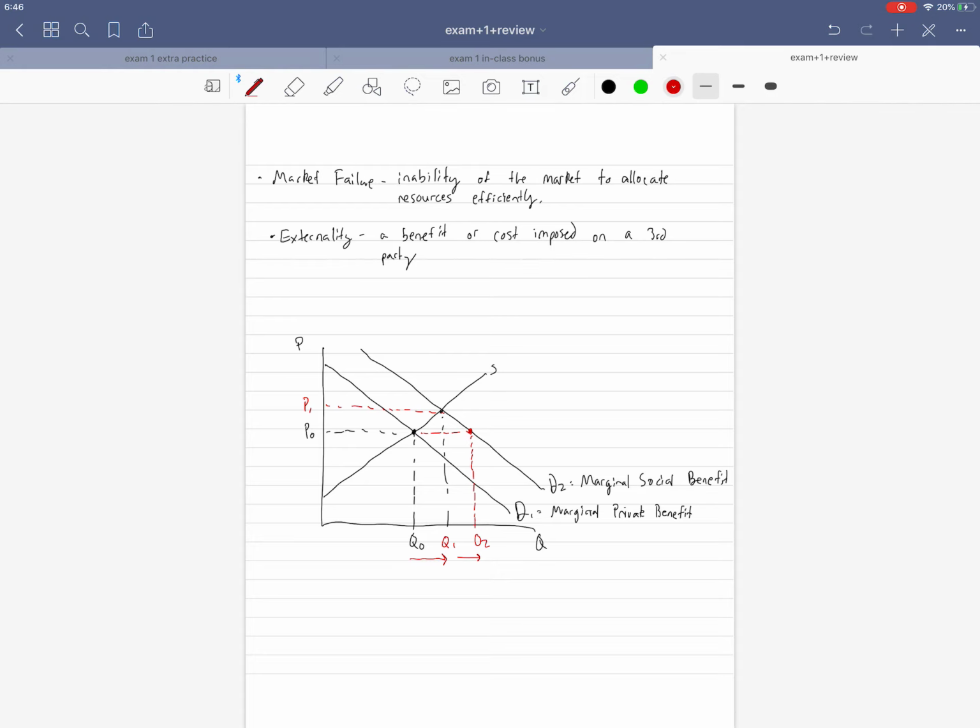And conversely, anytime there's a negative externality, such as pollution, that means that all the costs aren't really being accounted for. So that means that the price is set too low.